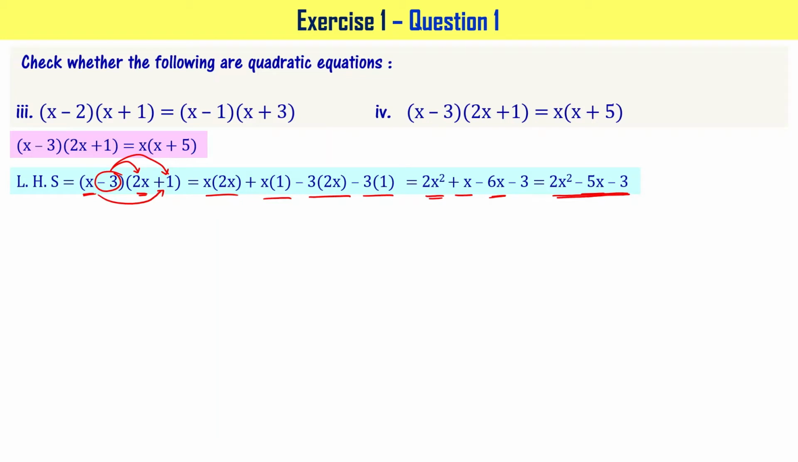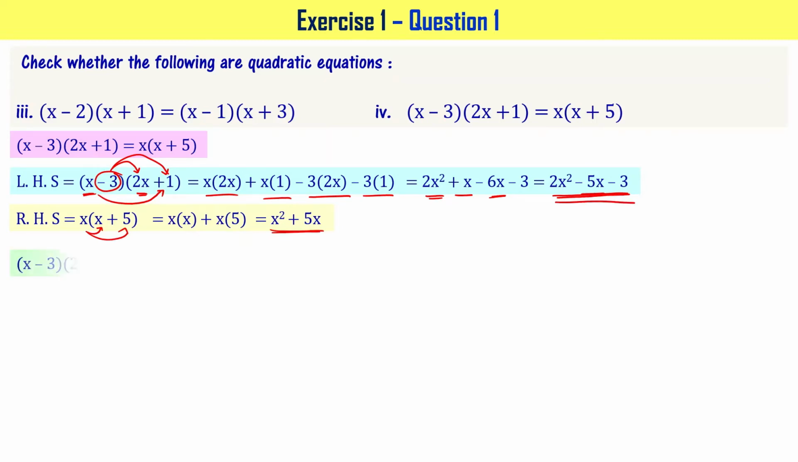Now let's simplify RHS. This is going to be x times x plus 5 times x, right? That can be written as x square plus 5x. Now let's equate these two.